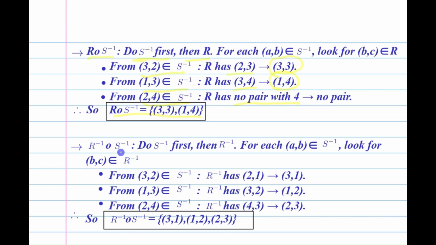Now R inverse composition S inverse, or R inverse ∘ S inverse, which means do S inverse first then R inverse. For (3,2) belonging to S inverse, R inverse has (2,1), which means (3,1). For (1,3) in S inverse, R inverse has (3,2), which gives (1,2). For (2,3) in S inverse, R inverse has (4,3), which gives us (2,3). Therefore R inverse ∘ S inverse is {(3,1), (1,2), (2,3)}.